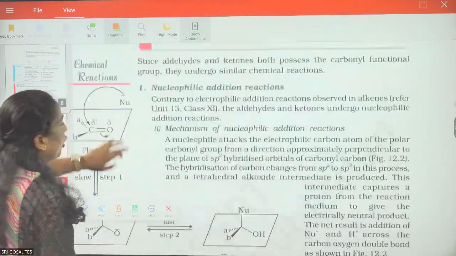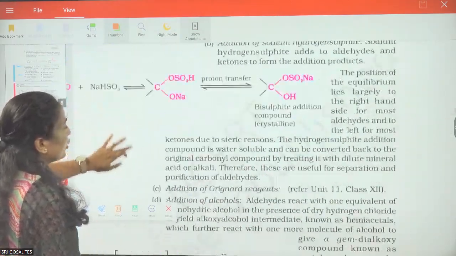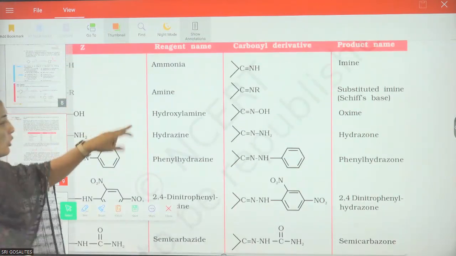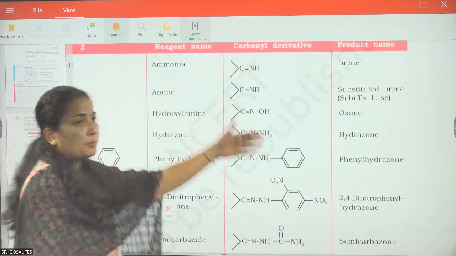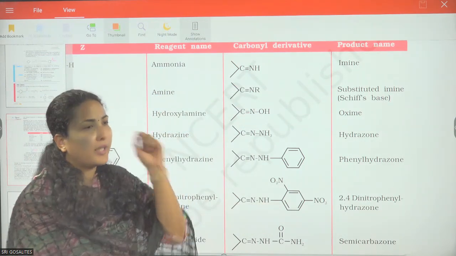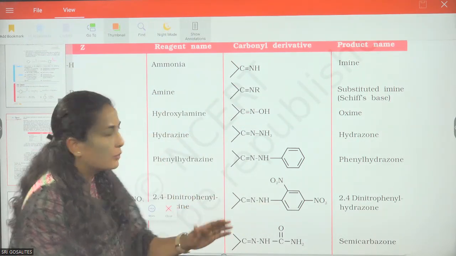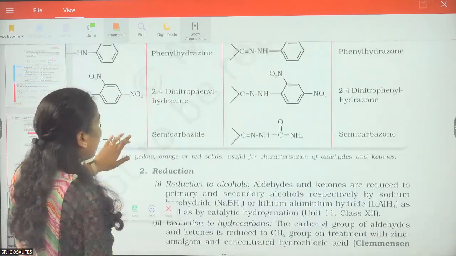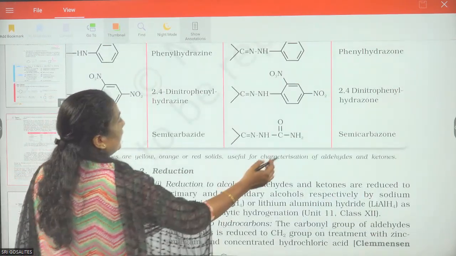Now, all these nucleophilic addition reactions are also important. So make sure that you are remembering them. And this particular table is also important. You must know which one is Schiff's base, how the oxime is formed, how the hydrazone will be formed, what is semicarbazone, right? You just need to remove the H2O. That's the only thing.